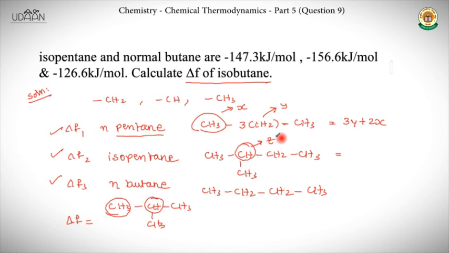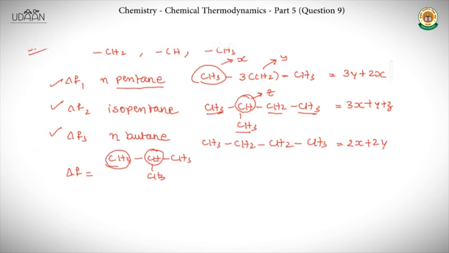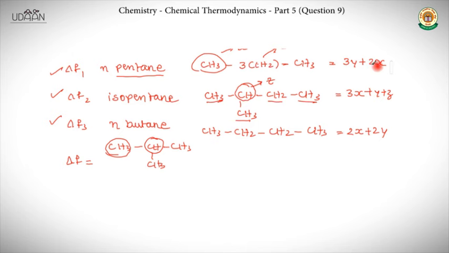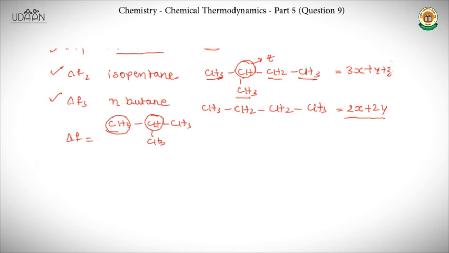So here my equation will be 3 times X plus Y for CH2 and Z for CH. And in my third one, for N-butane, it is 2 times CH3 and 2 times CH2. So we have simple equations, just solve them. So guys, as you can see, you have 3 variables and 3 different equations. It's easily solvable now. Sandeep will show you how.